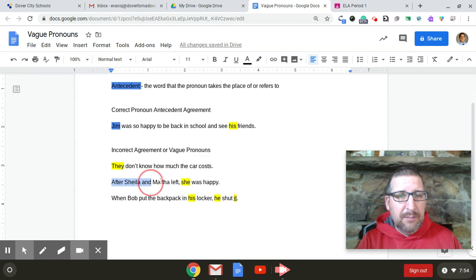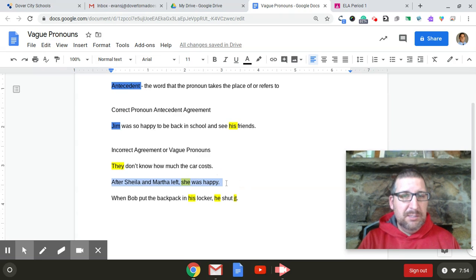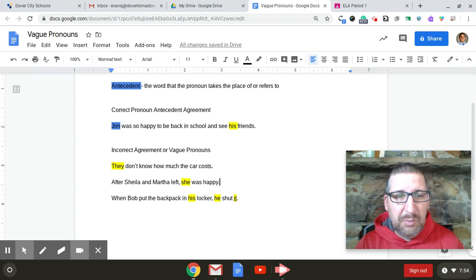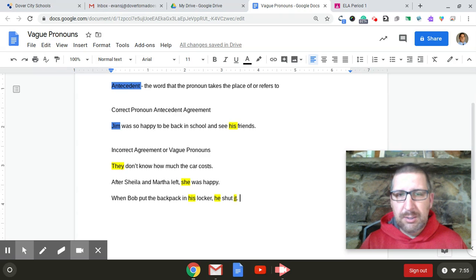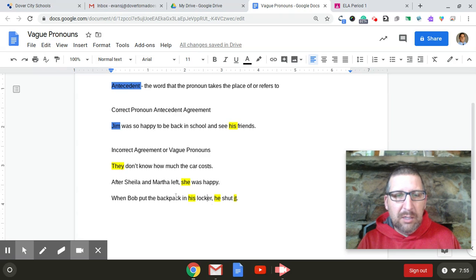Next one. After Sheila and Martha left, she was happy. This is one that you see a lot too. You've got 2 possible antecedents. Which one is it, right? It's vague. Again, the pronoun is vague because we don't know if it's Sheila or Martha that was happy. And then another example, when Bob put the backpack in his locker, he shut it. Well, what did he shut? Did he shut the locker or did he shut his backpack? Now you can assume, you say, well, it's probably his locker. Might have been, but we don't know which one it's referring to. We have locker or backpack as possible antecedents. We don't know which one it is.